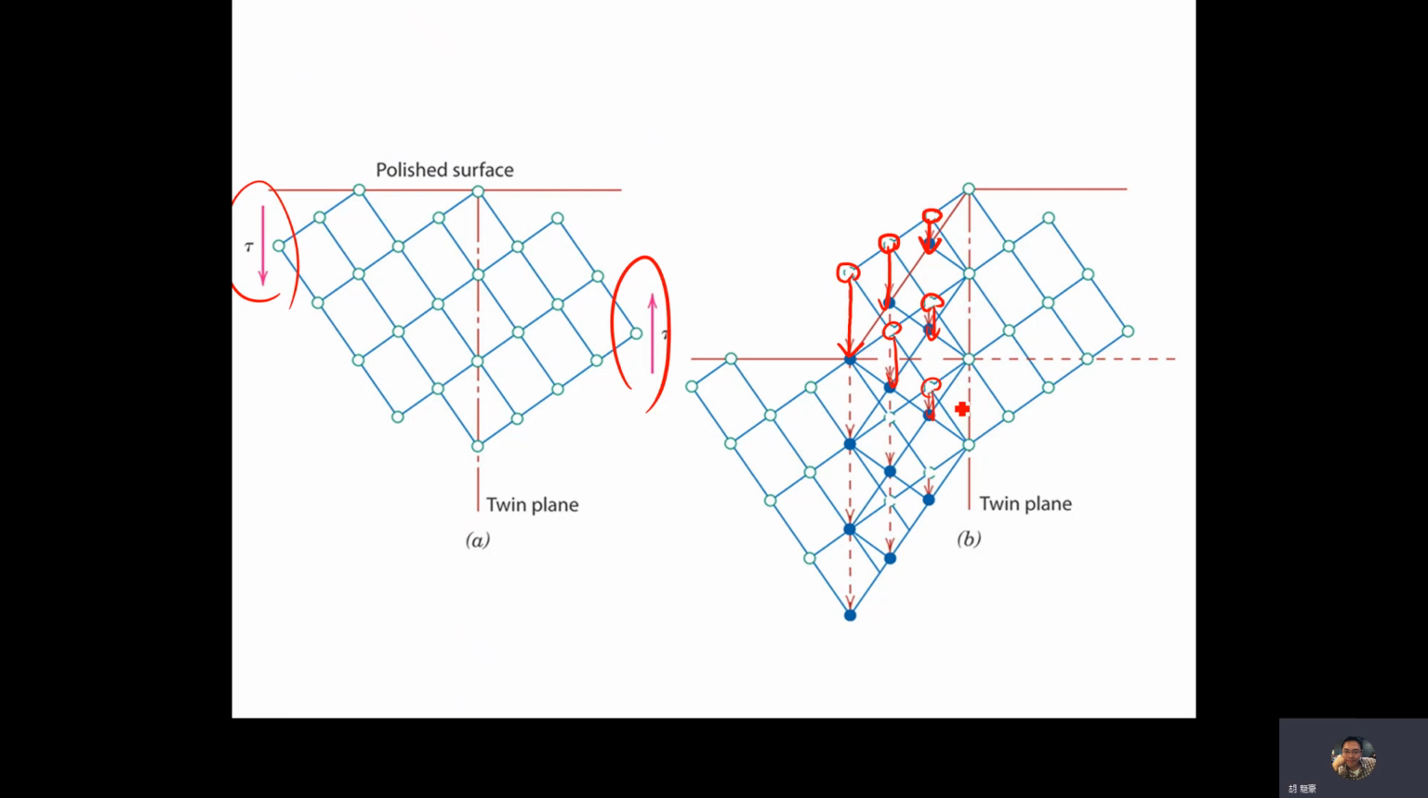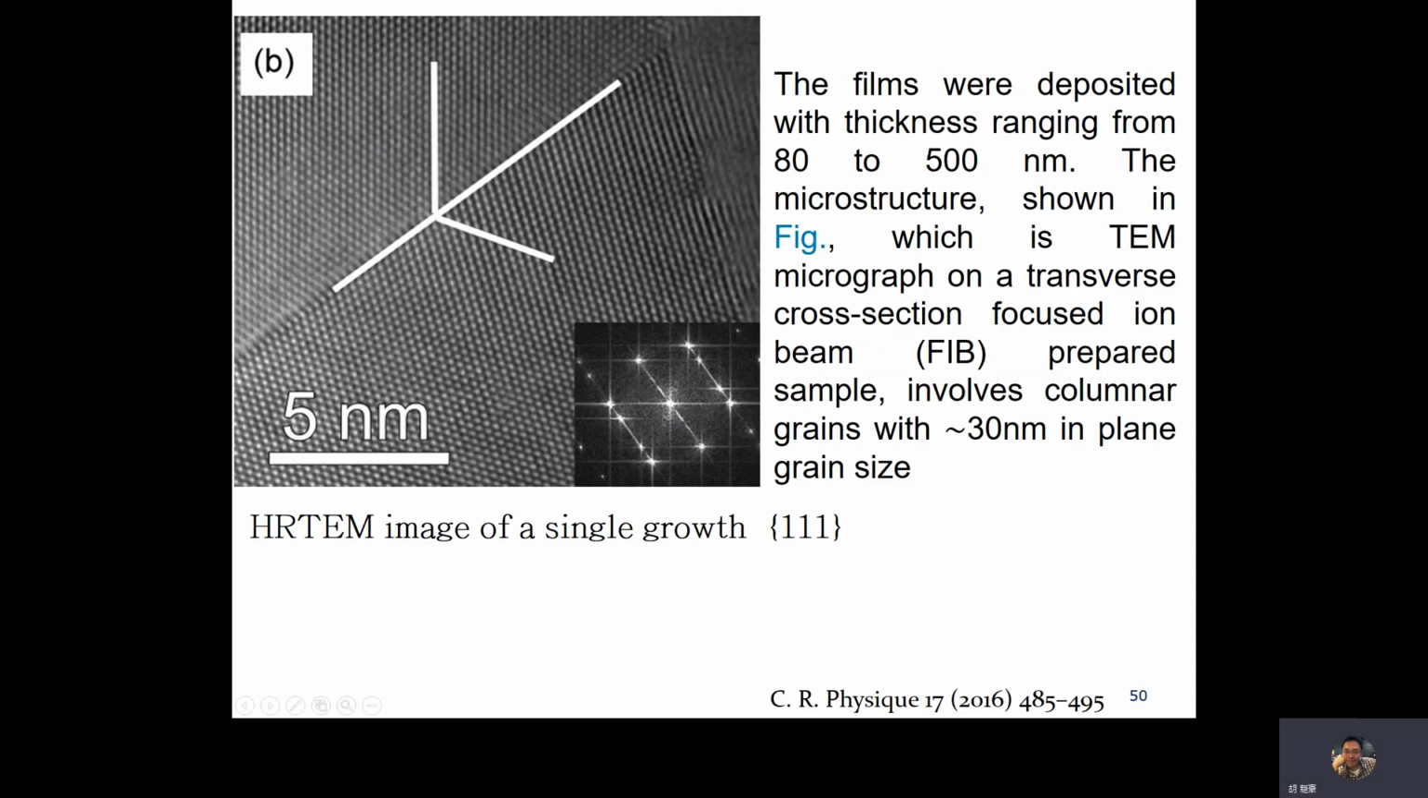if we can find a twin plane under a microscope, that means we find a plane and the atomic arrangements are symmetric along that plane. So we can find the symmetric atomic structure, this and this. Okay, and we can say it's a twinning process, but not a slip process.